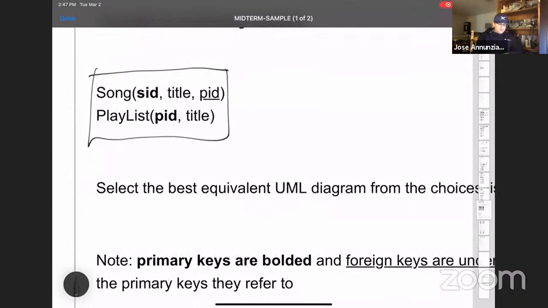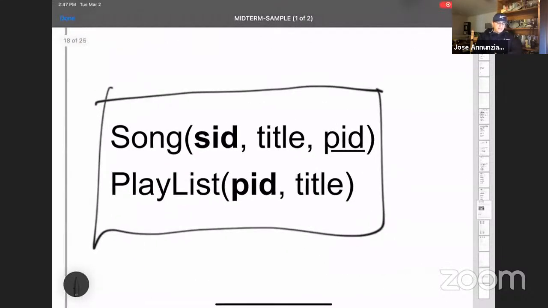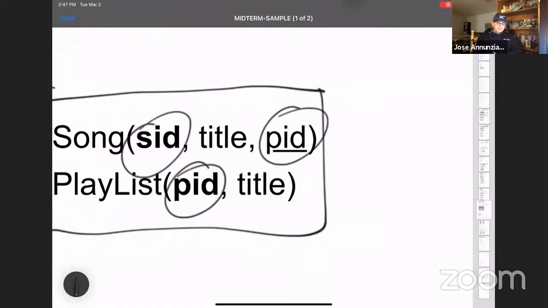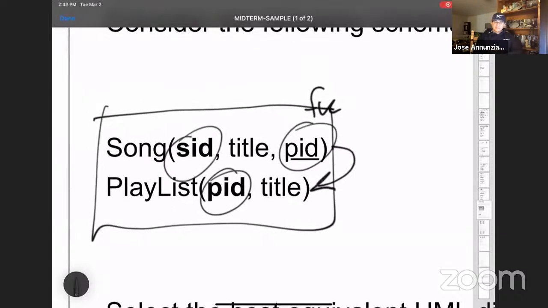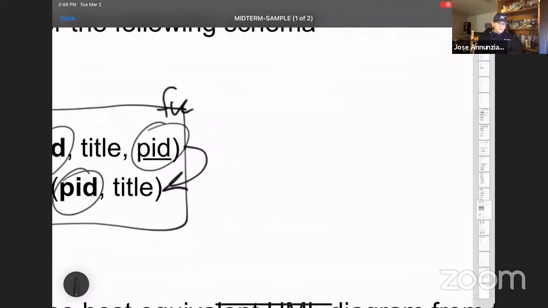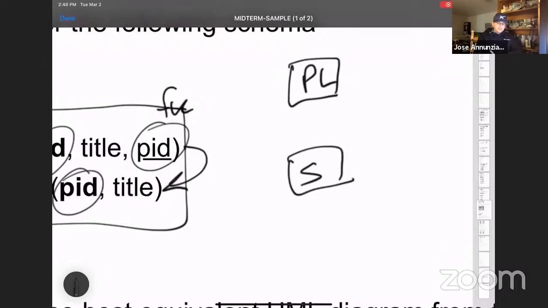Okay, so we have song and playlist. It looks like the playlist has a primary key, the song has a primary key, and the song has a foreign key that is referencing the primary key on the playlist. So it looks like there's a one-to-many relationship between these two. We have a playlist and we have songs, and there's a one-to-many between the two.